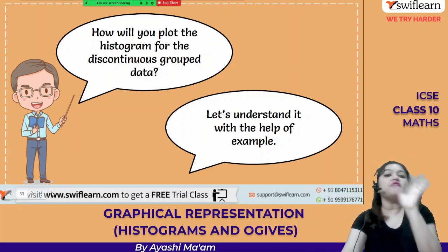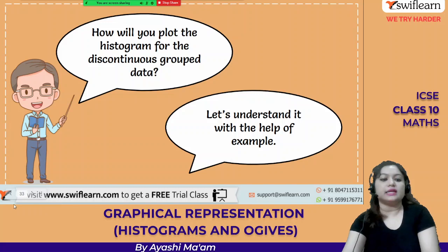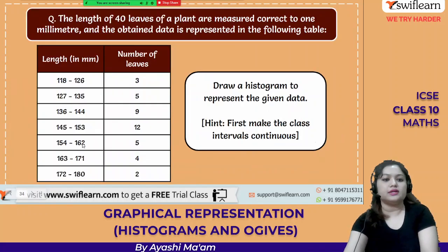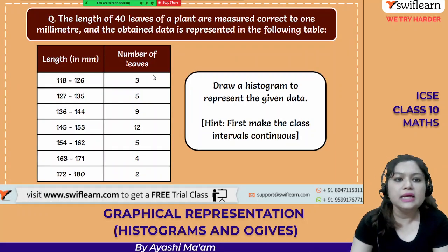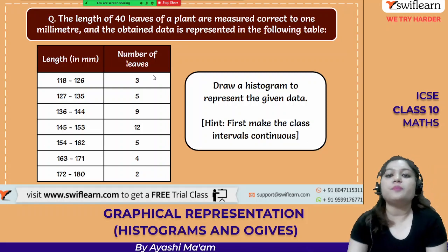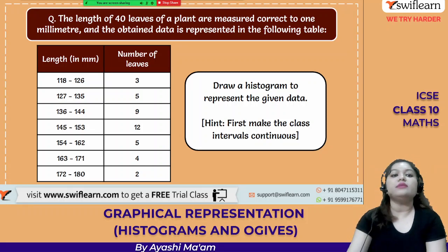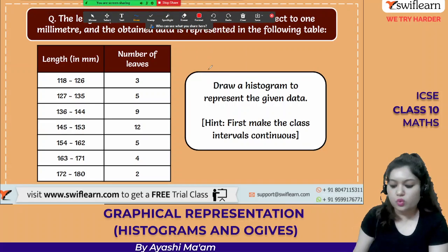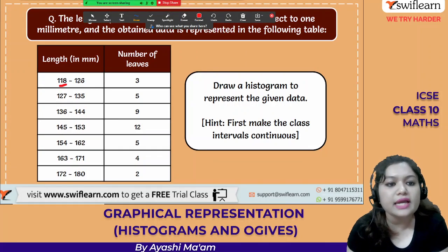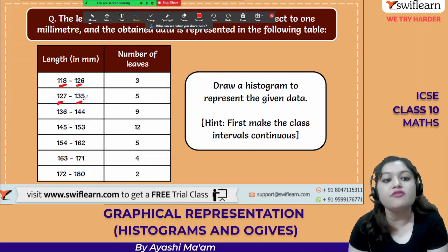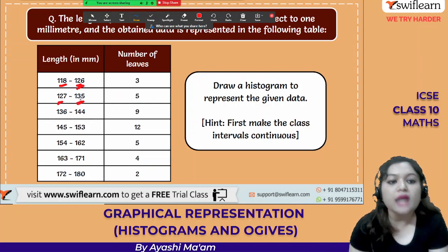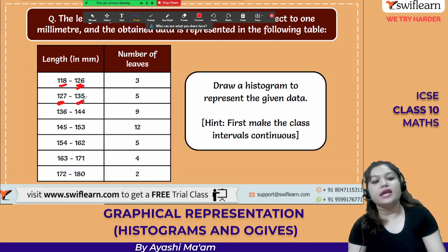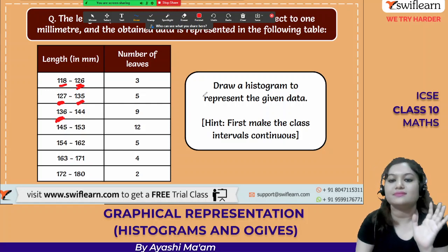How will you plot the histogram for the discontinuous grouped data? So now you don't have continuous data, you have discontinuous data. So how are you going to plot the histogram? See, the length of 40 leaves of a plant are measured correct to 1 millimeter and the obtained data is represented in the following table. So why is it discontinuous? 118 to 126, 127 to 135. So what is happening? Ending at 126, starting at 127, ending at 135, starting at 136. So this is your discontinuous, right?